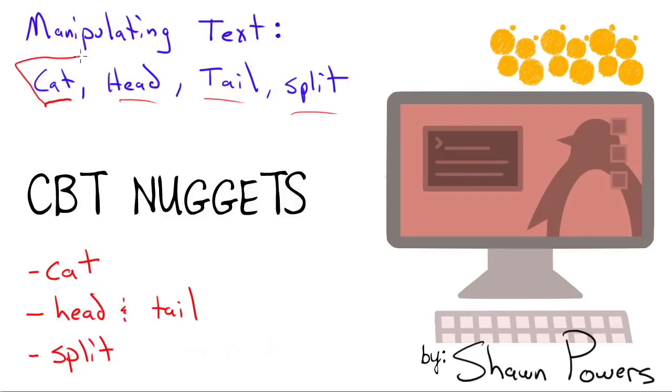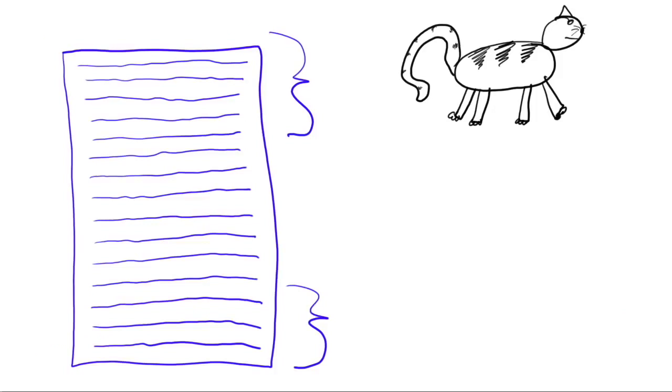Cat is actually not like a meow cat, it's short for concatenate. And usually we use it to actually display the contents of a file. We kind of cat the information in a text file to the screen. We're going to demonstrate that in a minute. But first, let's deal with head and tail.